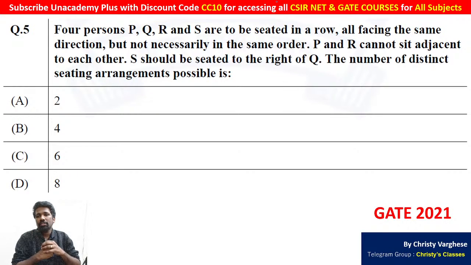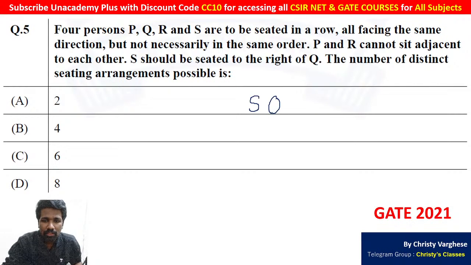But there are some conditions given in the question. All facing the same direction but not necessarily in the same order. P and R cannot sit adjacent to each other. S should be seated to the right of Q. So that we will take care of first. S right of Q means, we'll just write it here. Q here, S can be here.